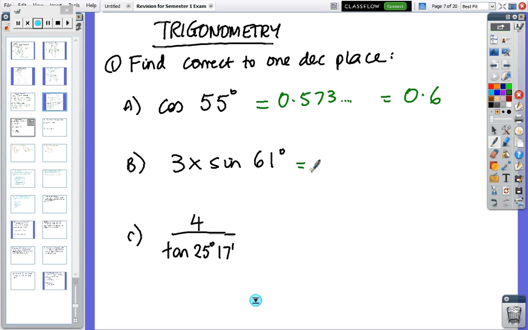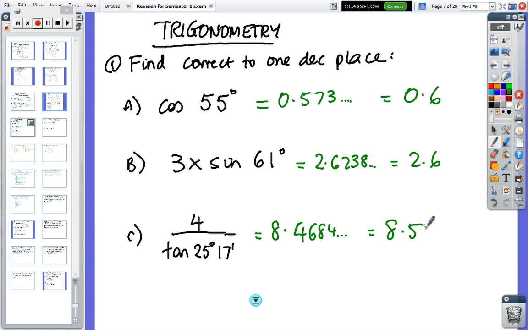3 times sine 61 equals 2.6238 ... and to 1 decimal place 2.6. And 4 divided by sin 25 degrees 17 minutes equals 8.4684 ... keep going. So the answer is 8.5. Okay.